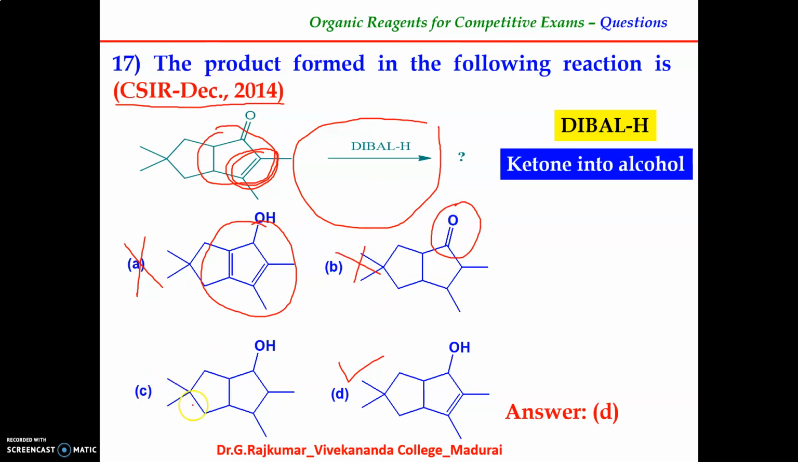Look at option C. Here the alpha beta unsaturated positions are reduced and the keto group is also reduced. This is not possible in the case of DIBAL. Hence C is also not possible. The correct answer is option D. It will not do anything to the alpha beta unsaturated carbon-carbon double bond.